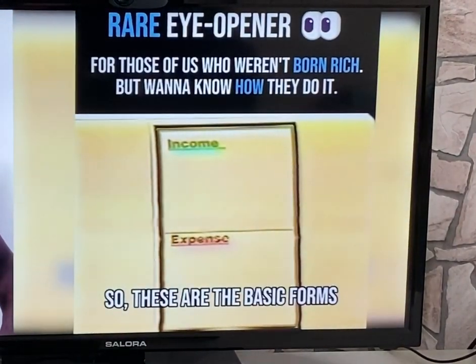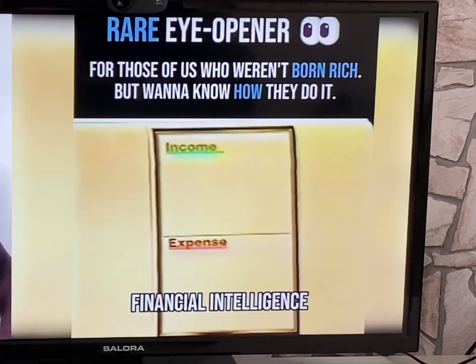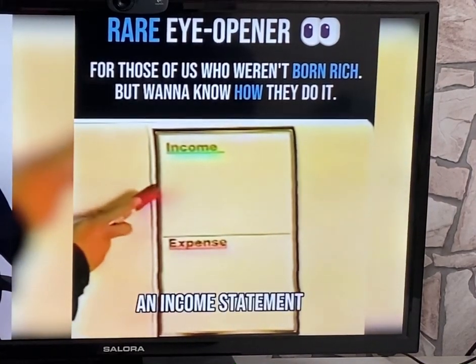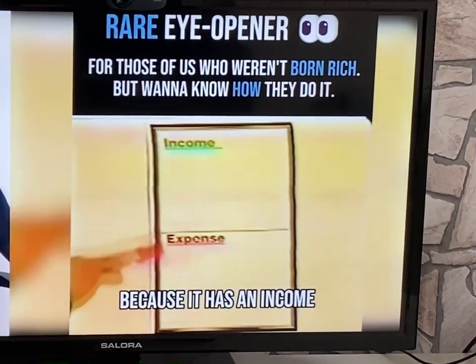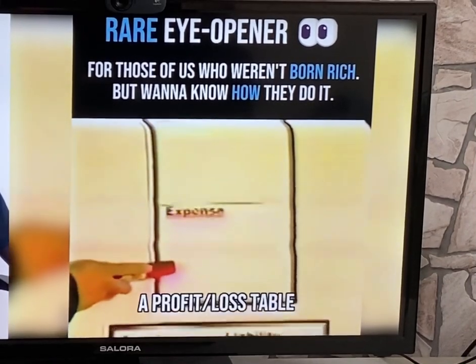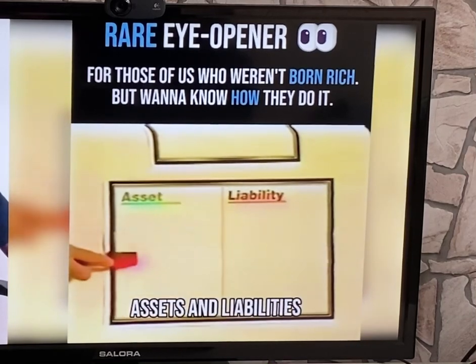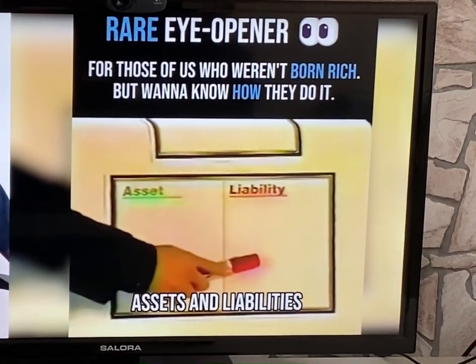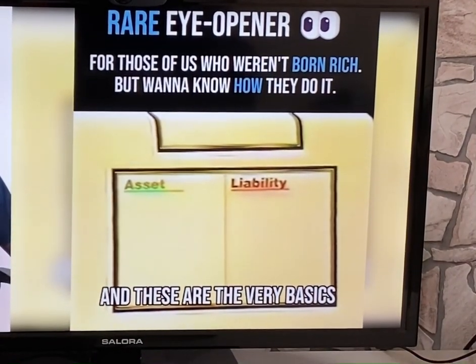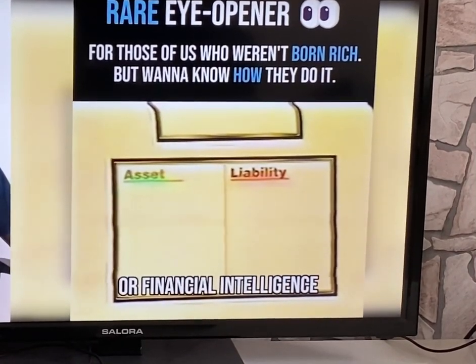So these are the basic forms necessary for financial intelligence. One is called an income statement because it has an income and expense, also called a profit and loss statement. There's also a balance sheet, and the balance sheet has assets and liabilities. And these are the very basics for financial literacy or financial intelligence.